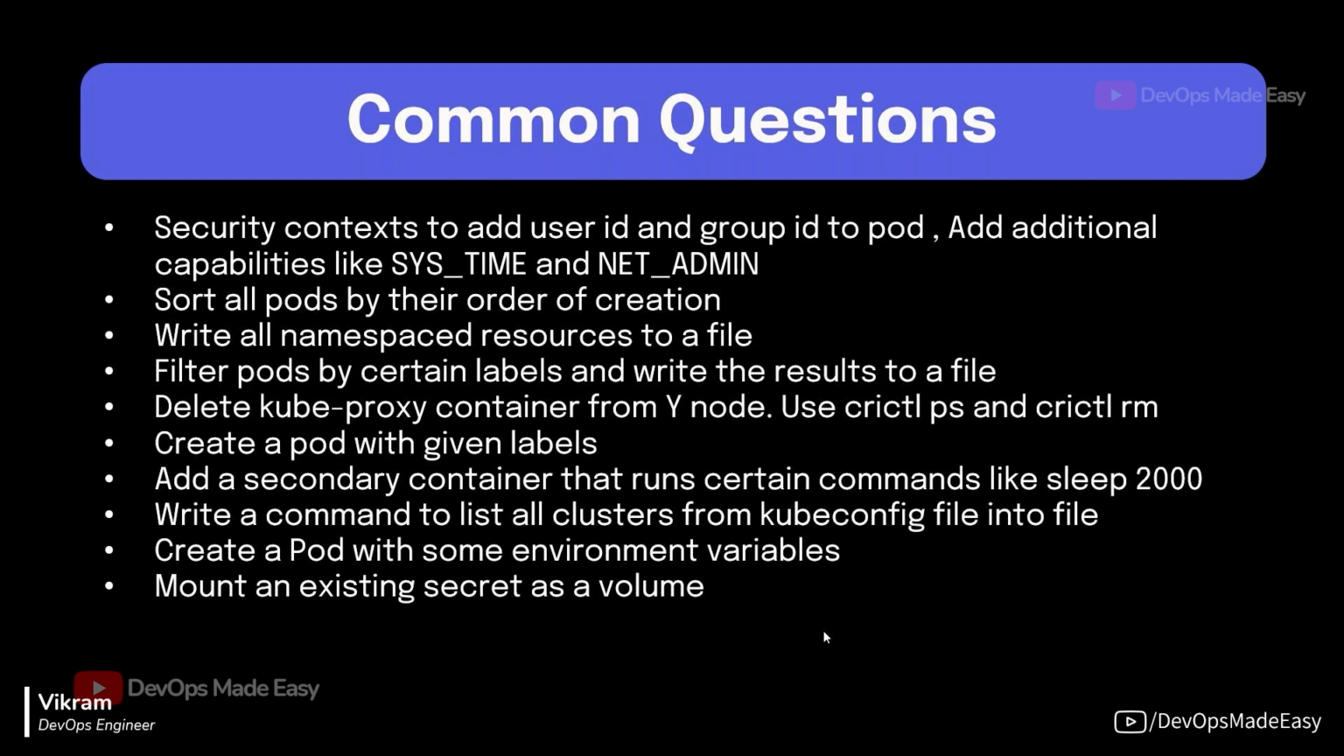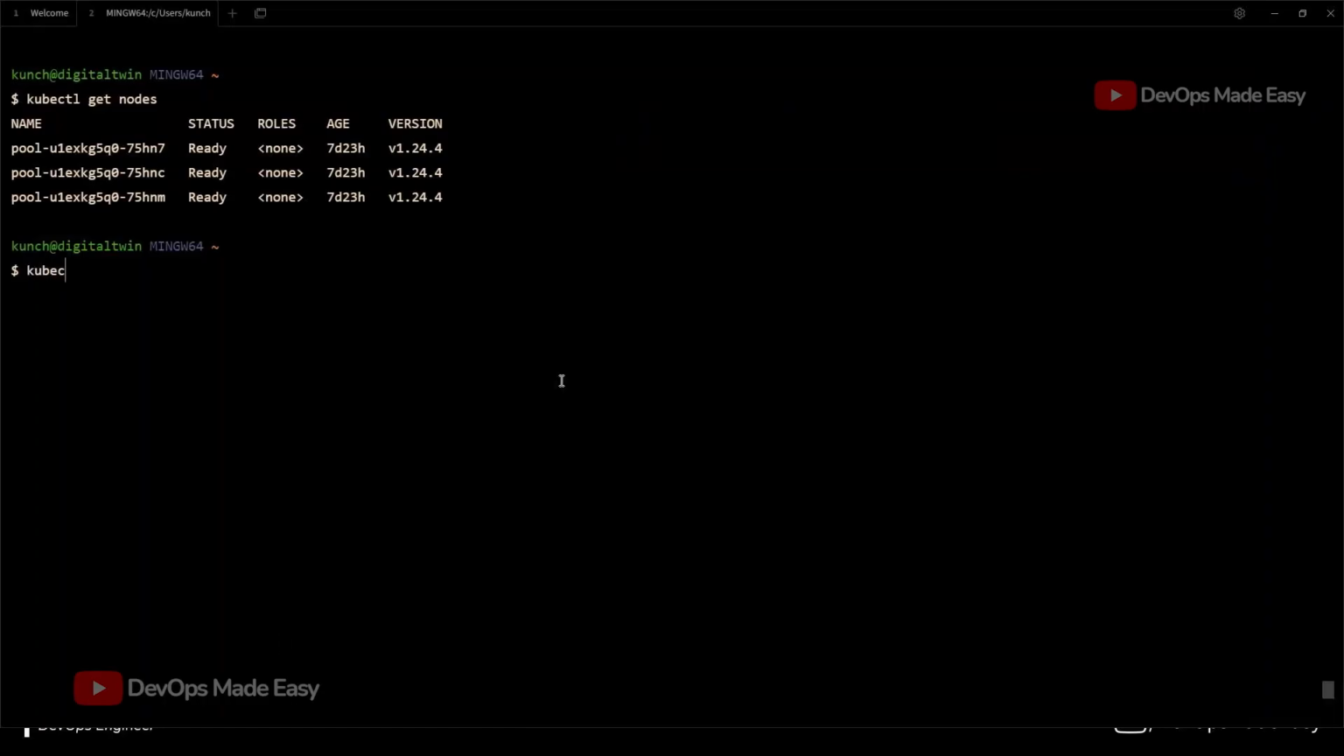And write all namespaced resources to a file, by running kubectl api-resources. Can we also use shell commands as well, like grep, or Python as well? No, no, those things are all not needed.